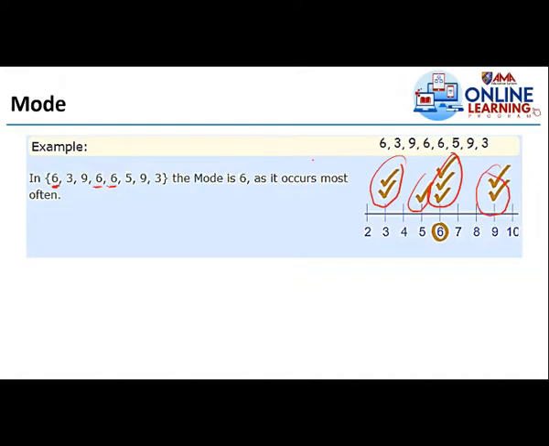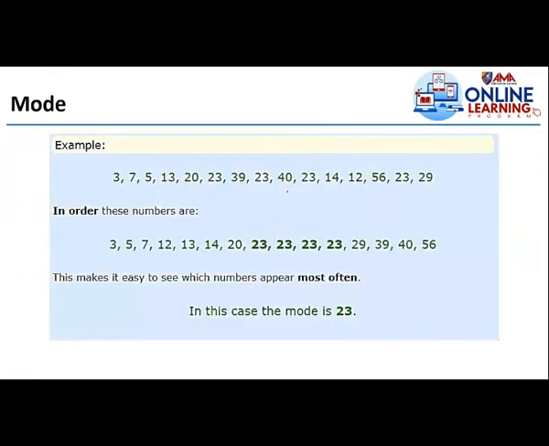Now, we can say that the mode for this data set is 6. Or the modal value. Modal value is 6. Now, let's have another example.